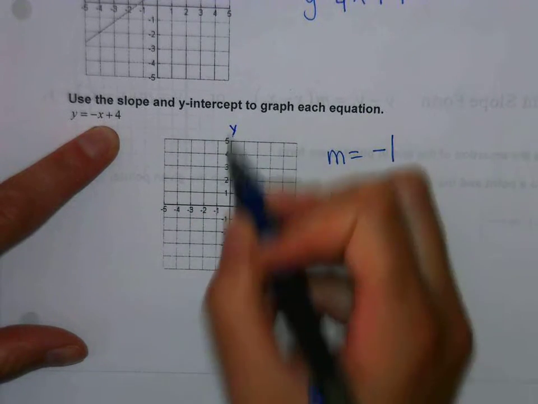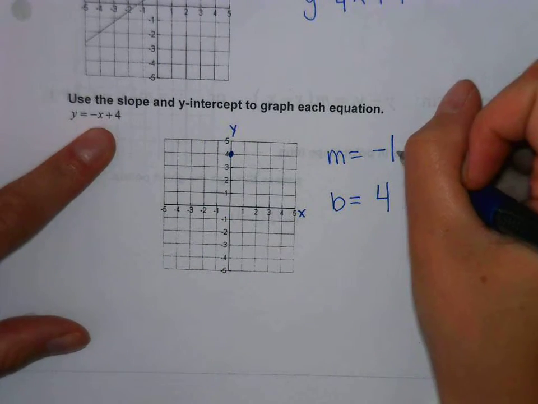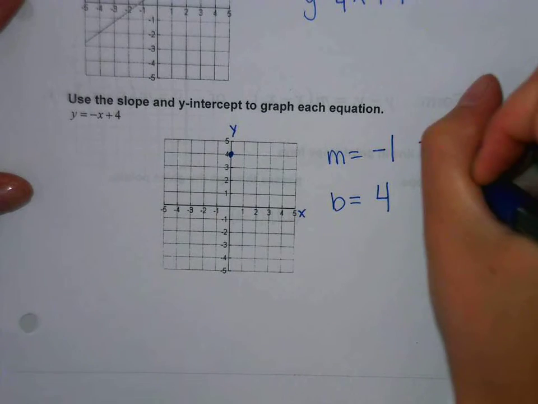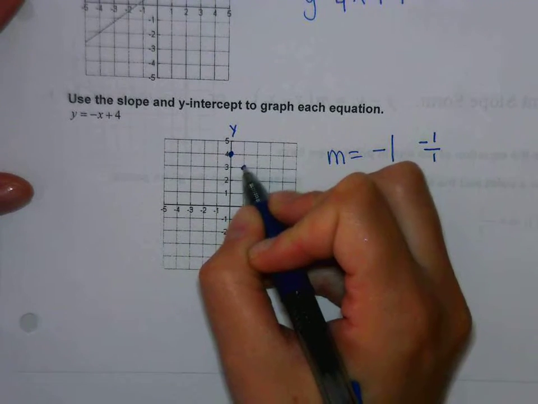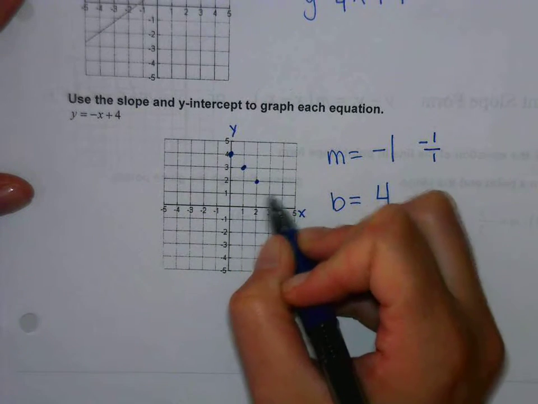Since our slope is a negative 1, that's like, remember, writing negative 1 over 1. So we're going down 1 over 1. And to get a more consistent line, I'm just going to keep doing my slope going down 1 over 1, down 1 over 1, and connect my line.